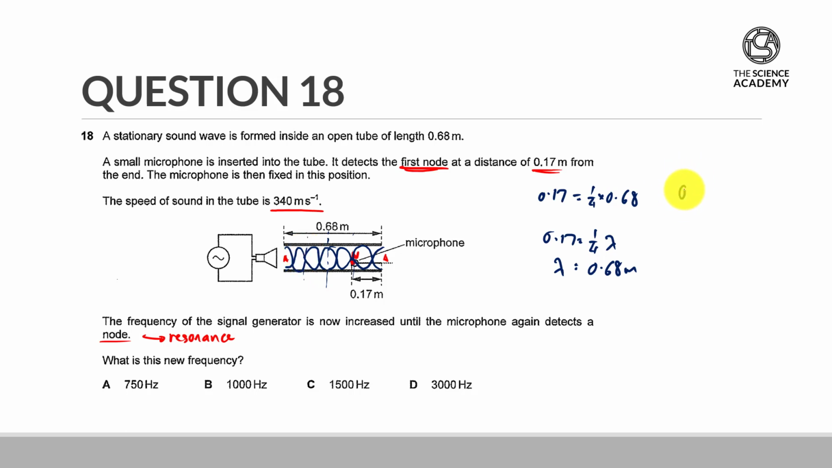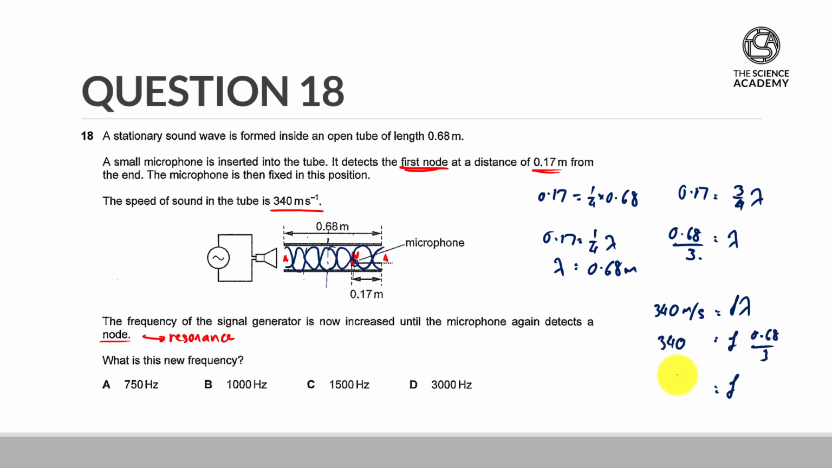So this would mean that 0.17 is equal to 3 quarters of a wavelength. So this means that lambda is going to be 0.68 over 3. Because we already know that the speed of sound is 340 meters per second, and because v is equal to f lambda, we can substitute in 0.68 over 3 equals 340 over f, and therefore we have a value of 1500 Hertz.